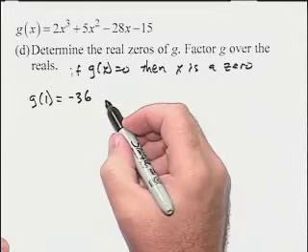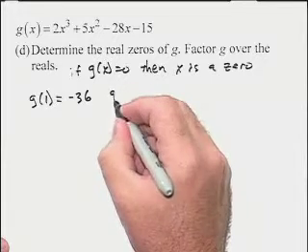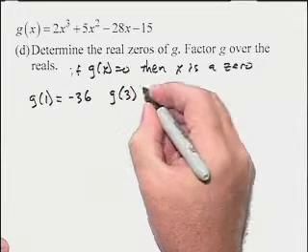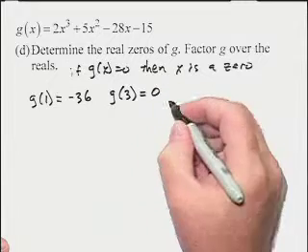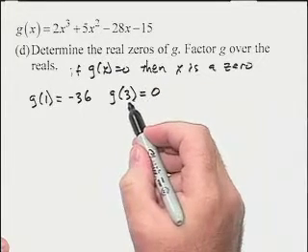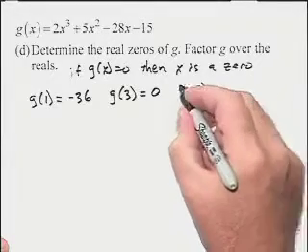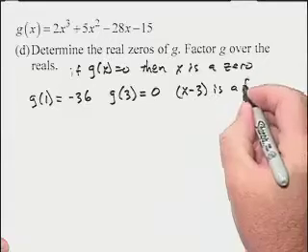The next positive integer potential 0 is 3. If we evaluate g of 3, we get 0. Since g of 3 equals 0, we know 3 is a 0 of the function. Therefore, x minus 3 is a factor.